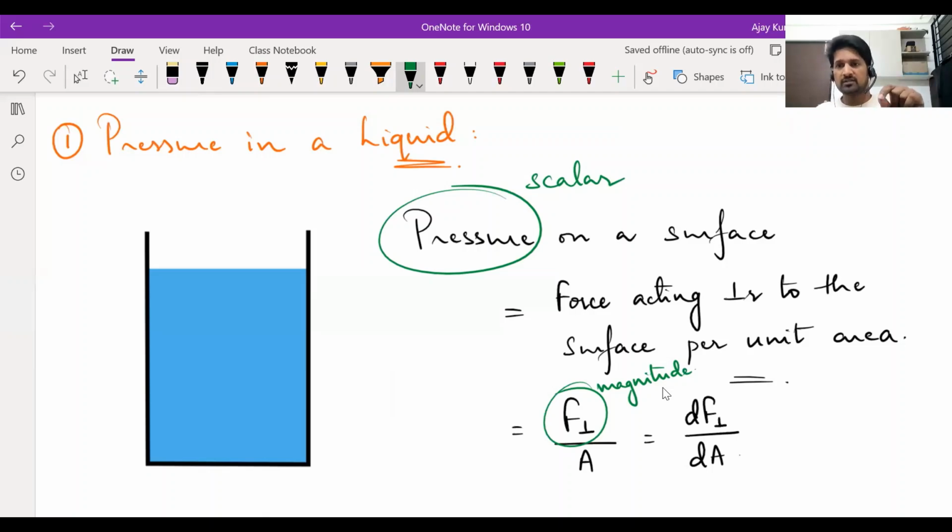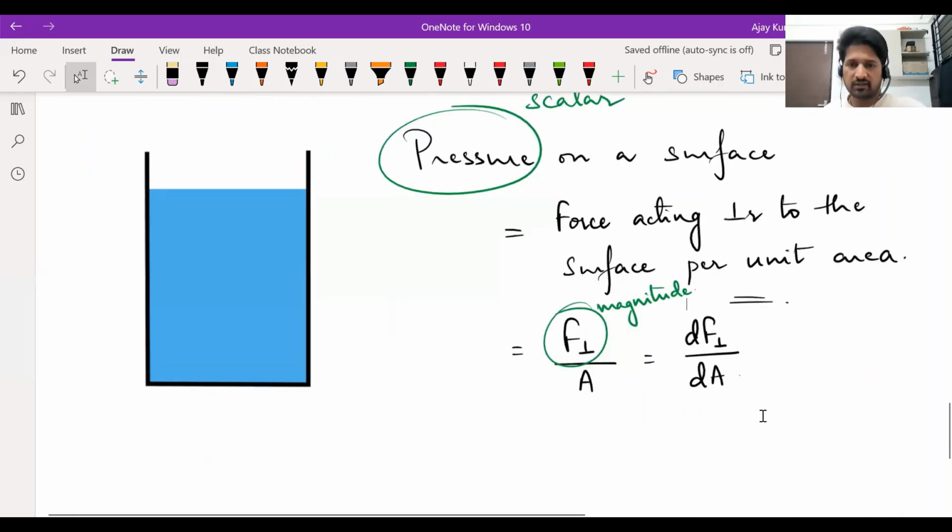On the basis of pressure, you can tell the direction of force, but never say pressure acts in a particular direction. No. Due to pressure, force acts in a particular direction, that you can say. Okay. Note this formula, all of you: P is equal to F perpendicular divided by A. Force acting perpendicular to a surface per unit area.